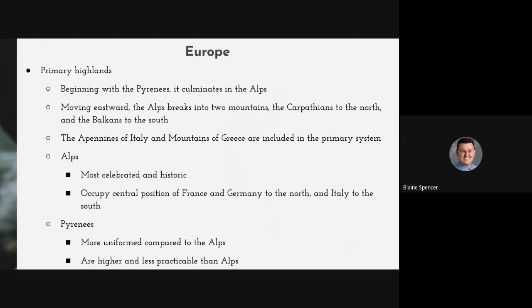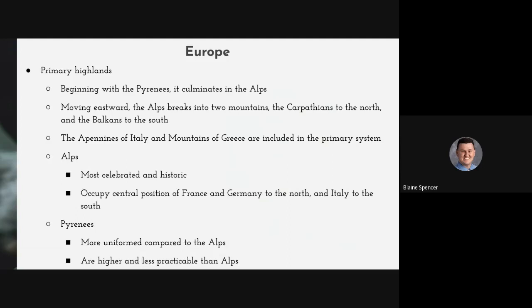Okay, the closer it gets to Asia. Okay, we also see that the primary highlands are going to be made up of the Apennines of Italy, and the mountains of Greece are going to be included in these primary highlands.